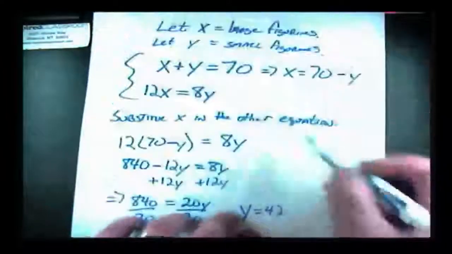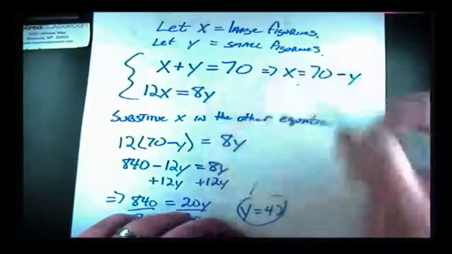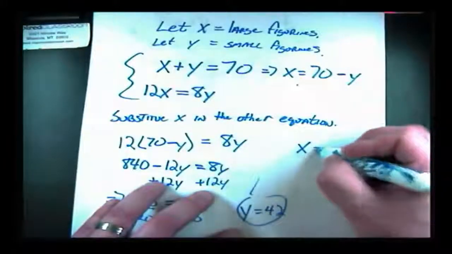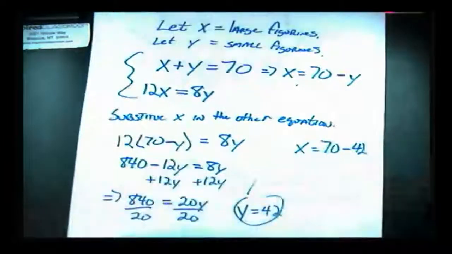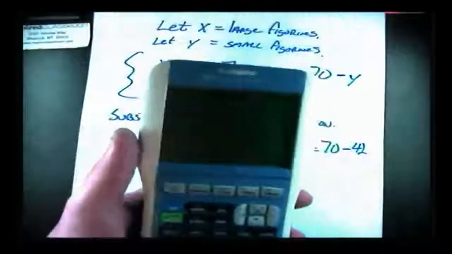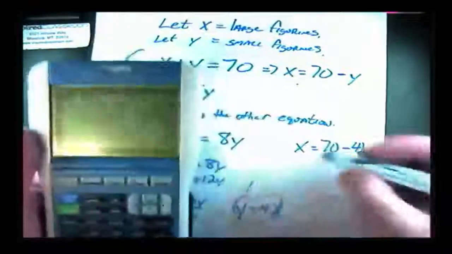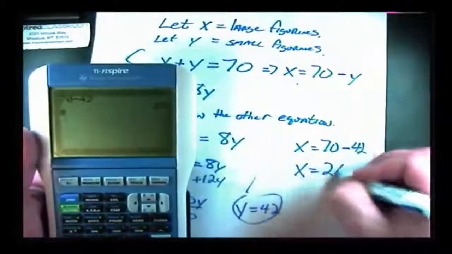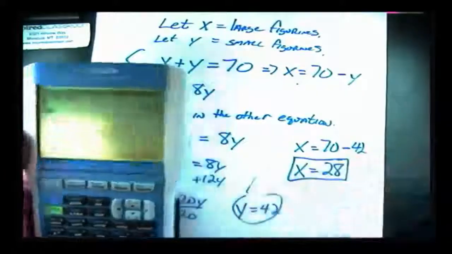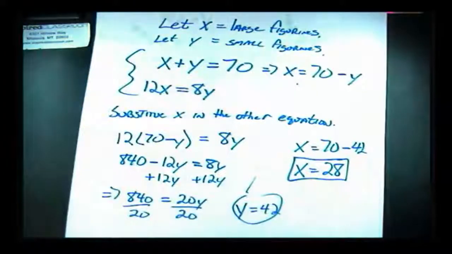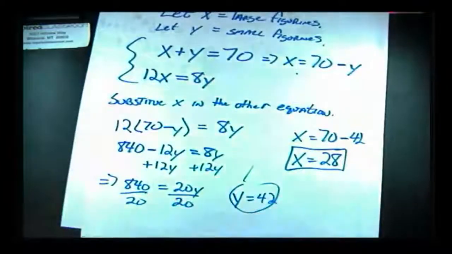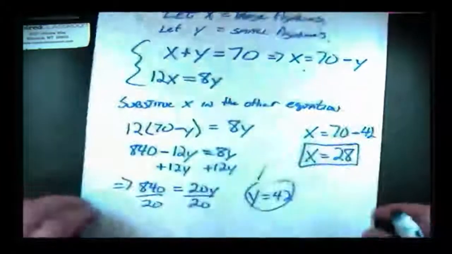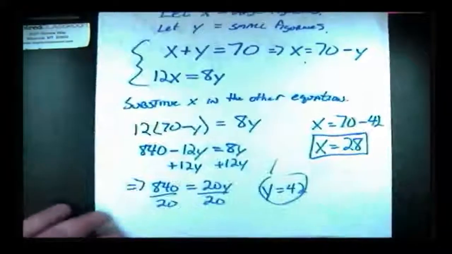All we have to do now is plug this y back into our equation for x. So x is equal to 70 minus 42, which is what y is. And 70 minus 42 is 28. So x equals 28, and Cami sold 28 large figurines. So that's how we solve that problem by substitution.